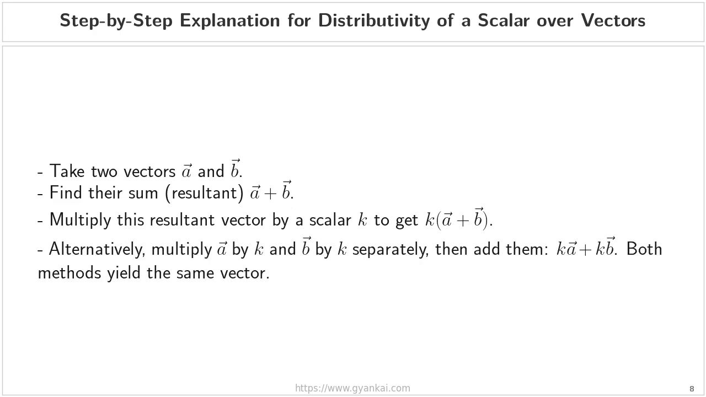Alternatively, we can take a different path to reach the same destination. Instead of adding the vectors first, we can multiply each individual vector by the scalar k separately. This gives us k times vector A and k times vector B. If we then add these 2 scaled vectors together, we get k times vector A plus k times vector B. As you can see, whether we scale the sum or scale the individual parts before adding, both methods yield the exact same final vector. This is the essence of the distributive law we are studying.